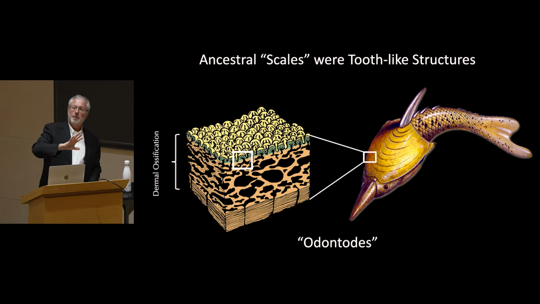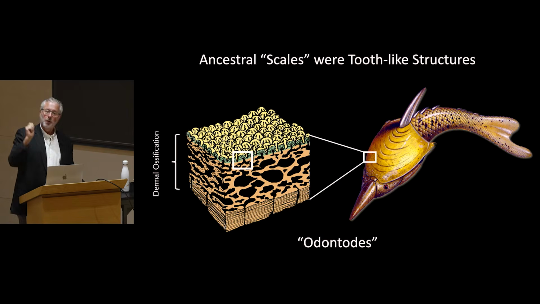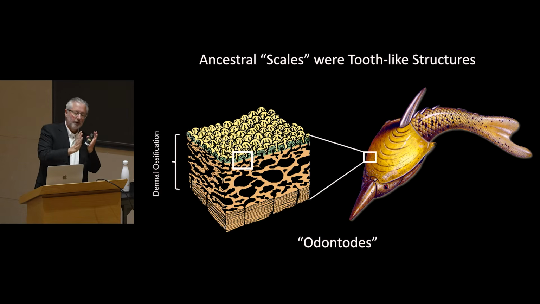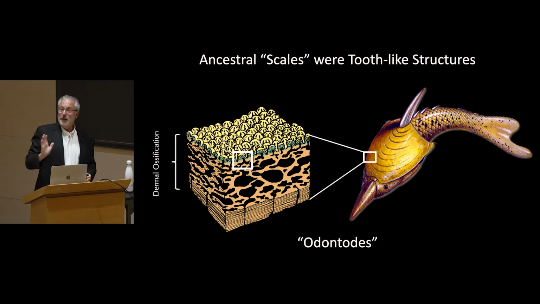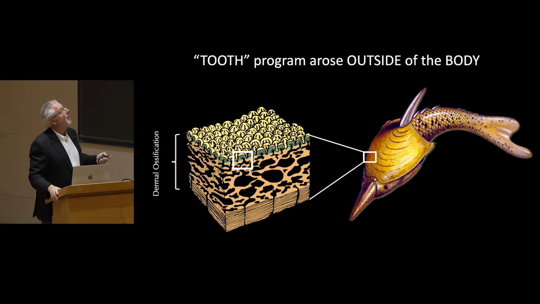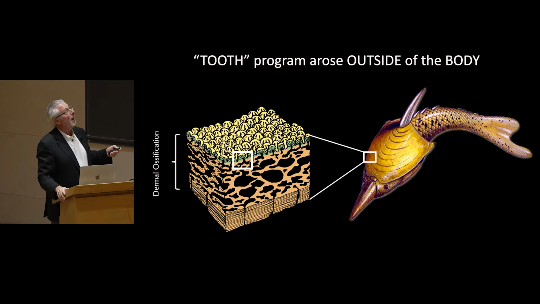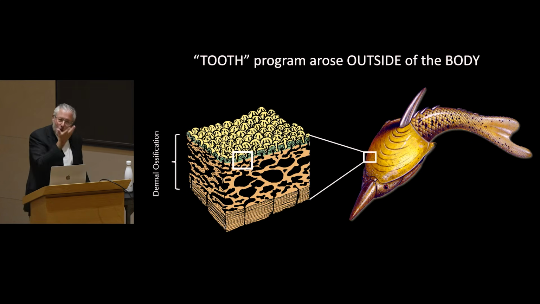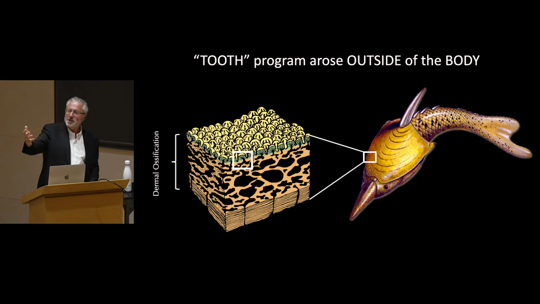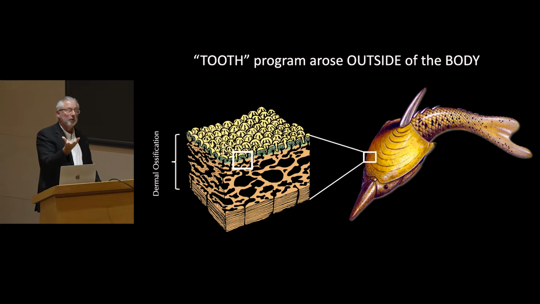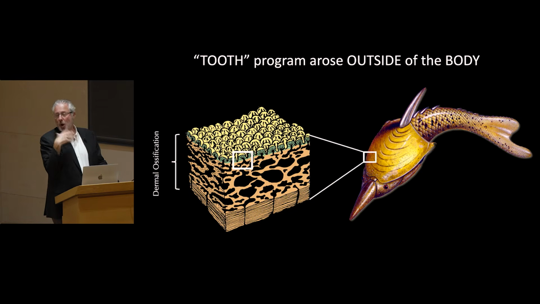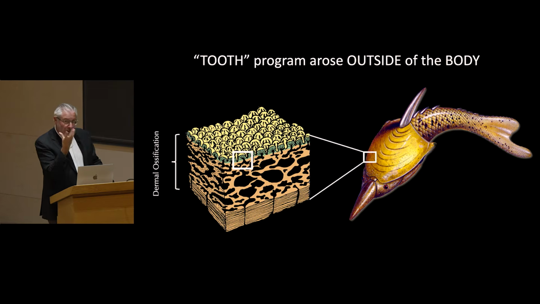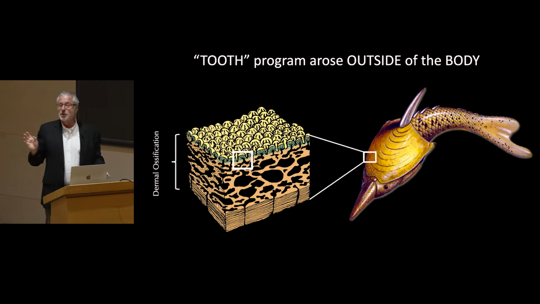Now, there's been a lot of debate and discussion on this, but if we look at the current understanding of the evolution of these scales, it suggests the hypothesis that the tooth program, the tooth-like structure, actually arose on the outside of the body. That's called the outside-in hypothesis, that the program that makes teeth evolved to make exoskeletal components, scales, and was later deployed on the inside of the mouth. So a co-option, if you will, of that program. And there's a lot of evidence to support that. Okay? And it's come into recent support.